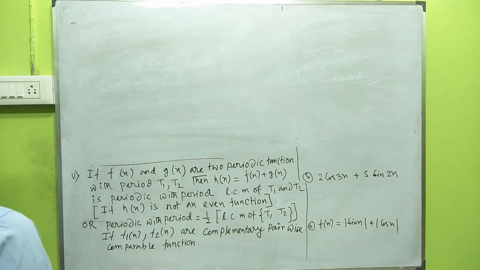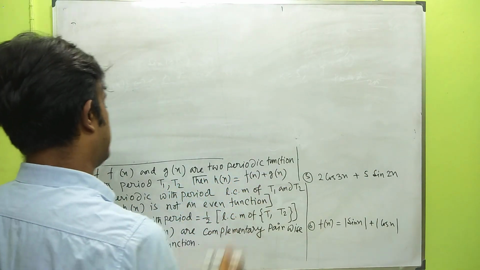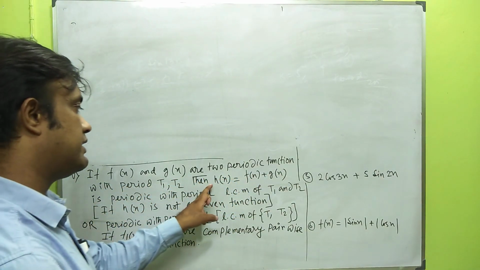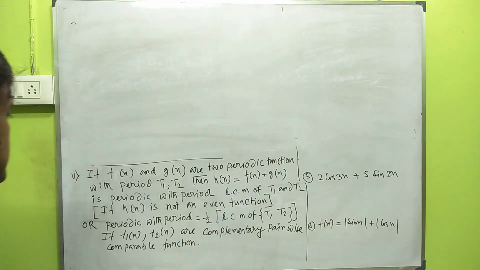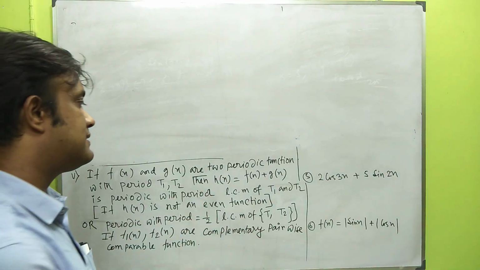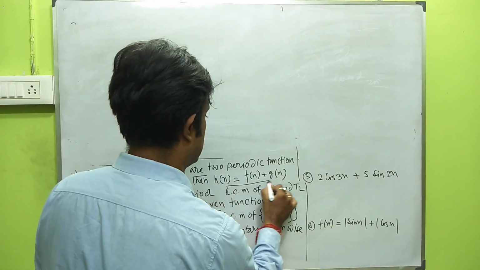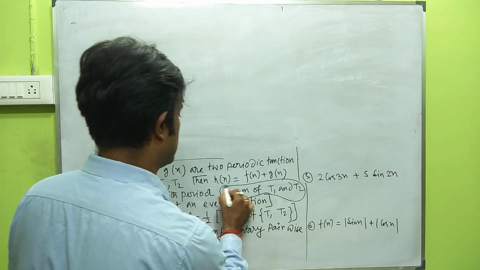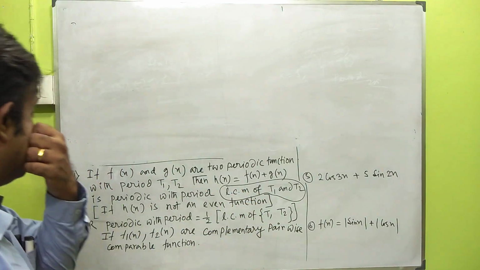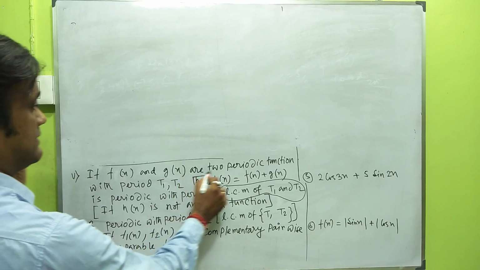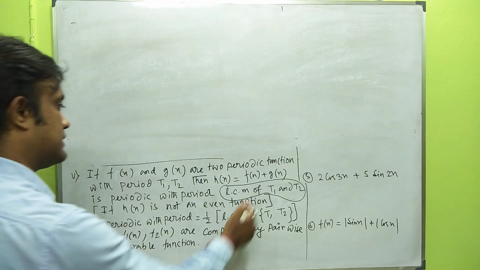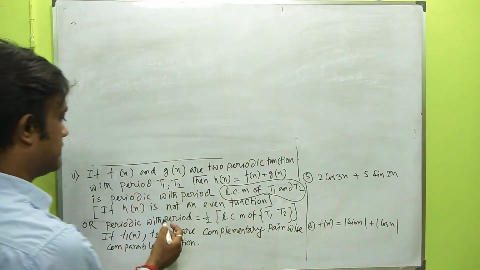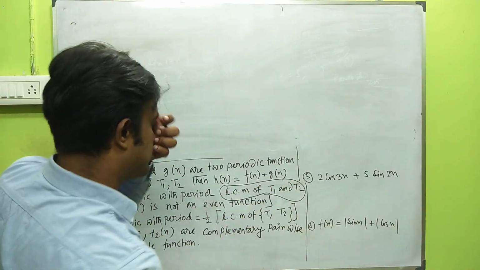Now number 5: if f(x) and g(x) are two periodic functions with period T1 and T2, then h(x) is equal to f(x) plus g(x), which is periodic with period LCM of T1 and T2. Please note down this. If f(x) and g(x) are two periodic functions with period T1 and T2, then h(x) equals f(x) plus g(x) is a periodic function with period LCM of T1 and T2.